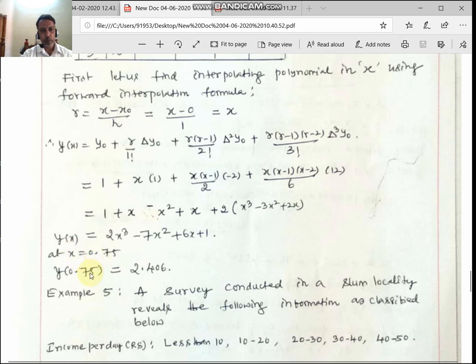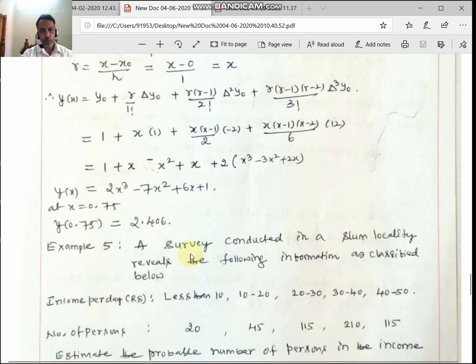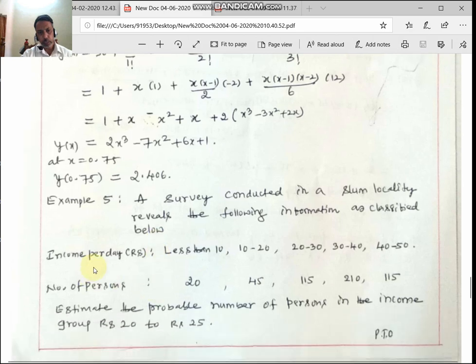And further we need to find the y value at x is equal to 0.75. Substitute x is equal to 0.75, you will get 2.406. Next example, a survey conducted in a slum locality reveals the following information as classified below. Income per day in rupees: less than 10 rupees, between 10 and 20, between 20 and 30, between 30 and 40, between 40 and 50 rupees.